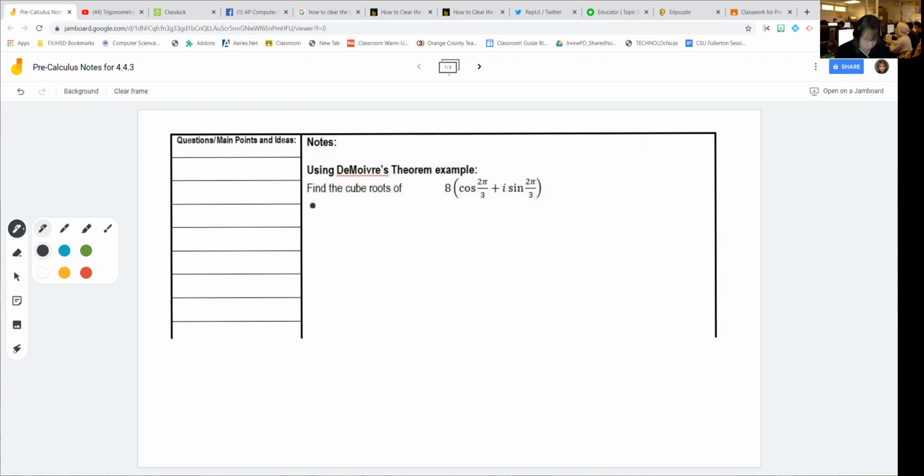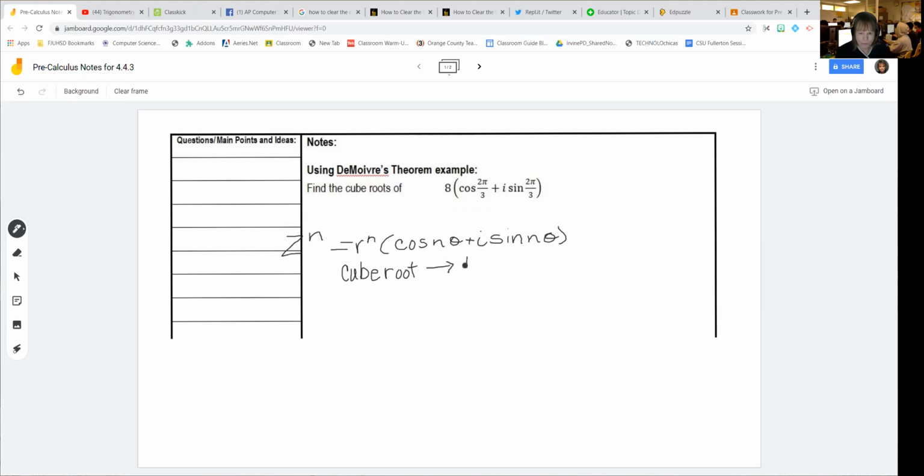According to DeMoivre, z to the n equals r to the n cosine n theta plus i sine n theta. Now, as you know, roots can be written as exponents. So if I'm going to find the cube root, then its exponent is 1/3.